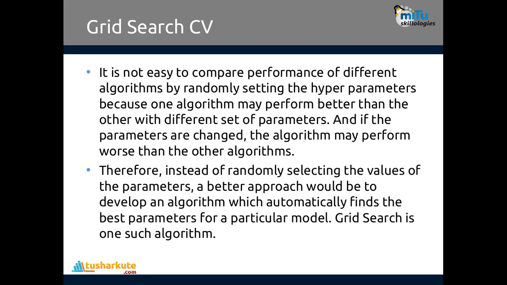It is not easy to compare the performance of different algorithms by randomly setting the hyperparameters, because one algorithm may perform better than the other with a different set of parameters, and if the parameters are changed, the algorithm may perform worse than the other algorithms. Therefore, instead of randomly selecting the values of parameters, a better approach would be to develop an algorithm which automatically finds the best parameters for the particular model. Grid search cross validation is one such algorithm. Out of multiple possibilities, it outputs the best possibility.